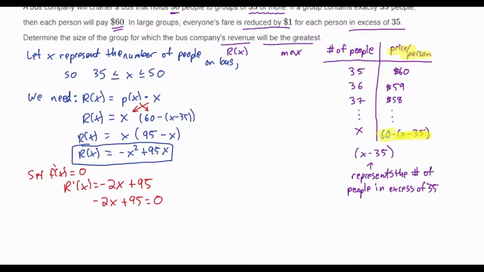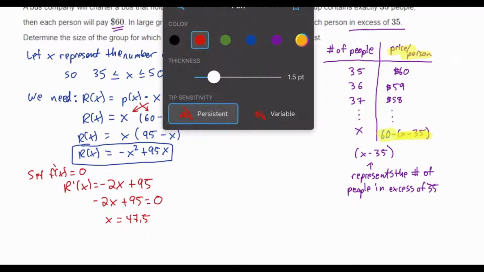And I'm not going to show all my work. You guys know how to rearrange and solve questions like this. X is going to be equal to 47.5. So if we're thinking about our graph, this is our critical point.